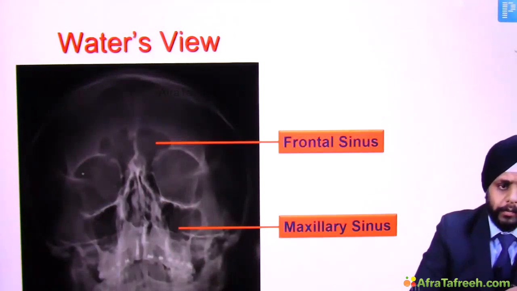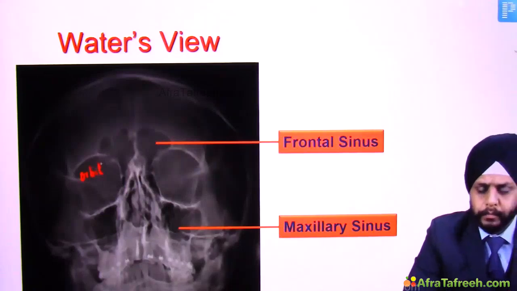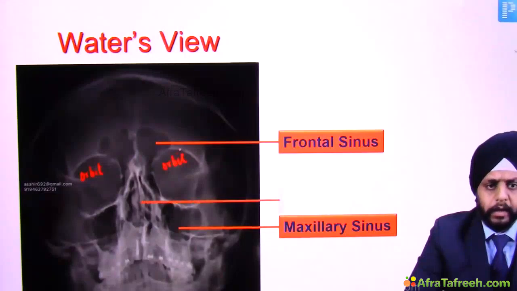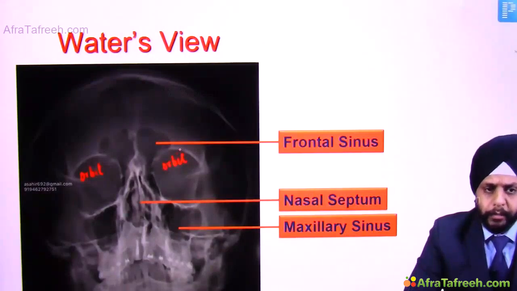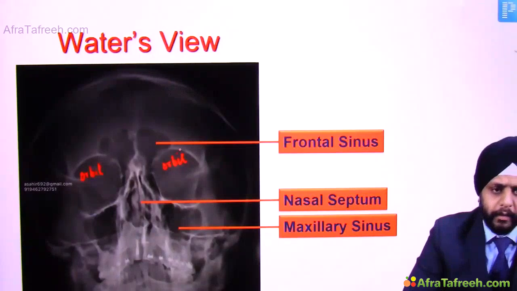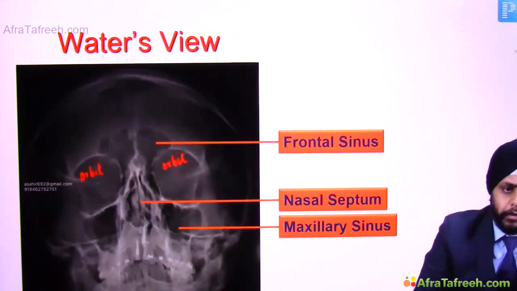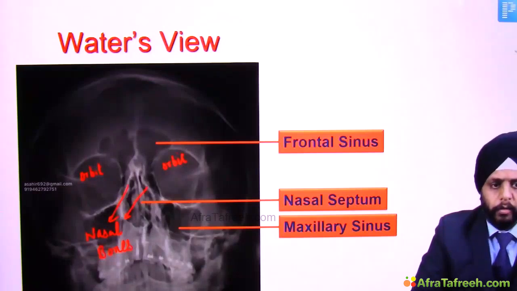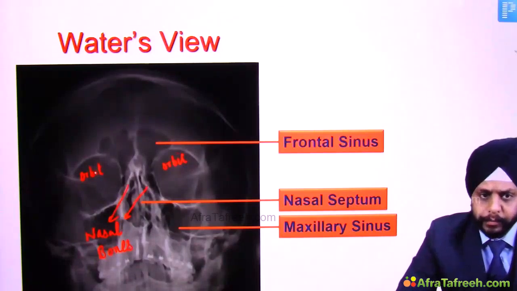What else can we see? We can see the orbits. On the two sides, you can see the eyeball, the orbit. What else can you see? In the center, there is the nasal septum. In the midline, we can see the nasal septum. On the two sides of the nasal septum, you can also identify the nasal bones.